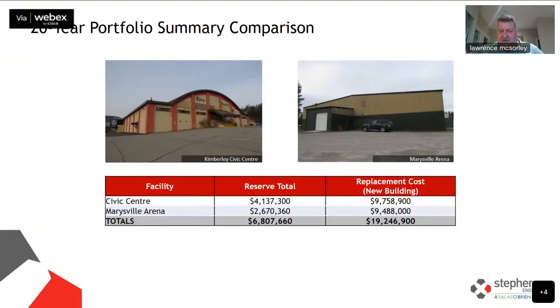But basically, a replacement facility, if you're looking at these together, would be about $19 million as a target. And then the value of what you have to do in the next 20 years is about 6.8 million. Then next slide.